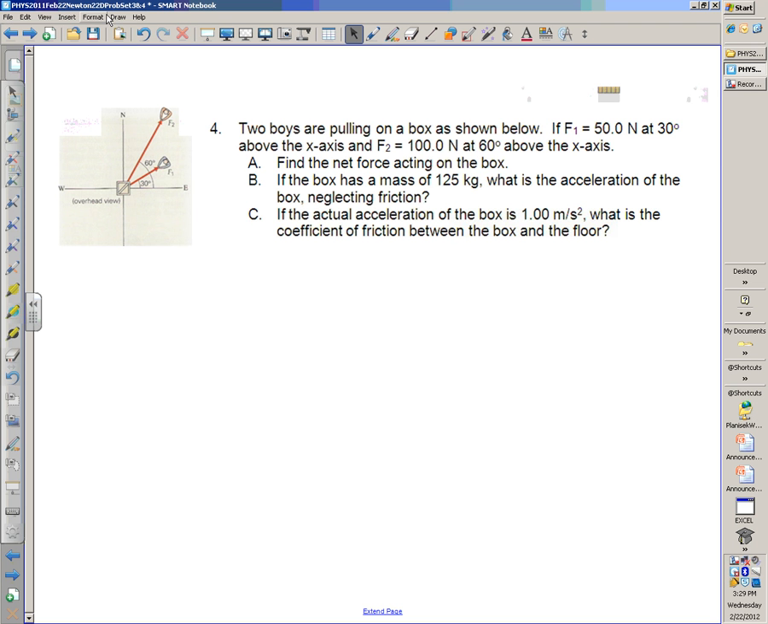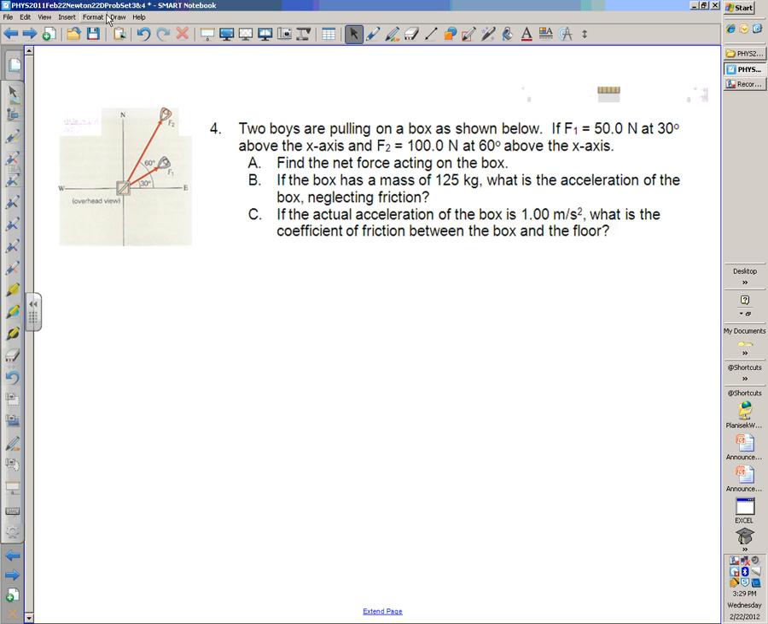Hey everyone, as promised, I told you that I would finish up the example problem that we started in class today. We did parts A and B in class, and I told you that I would record the answer to C and post it for you so you could take a look at it. So I'm going to do that now.